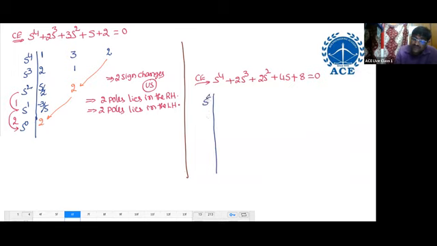s^4, s^3, s^2, s^1, s^0. Now 1, next alternate 2, next alternate 8. Next 2, next alternate 4, next alternate 4. Now, this 8, shift it diagonally, like this.